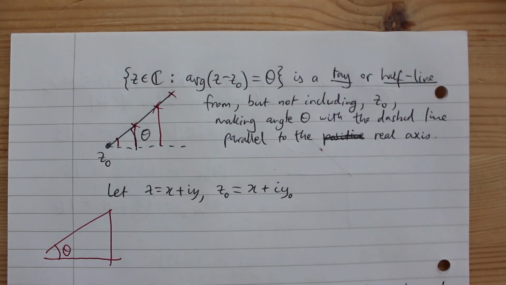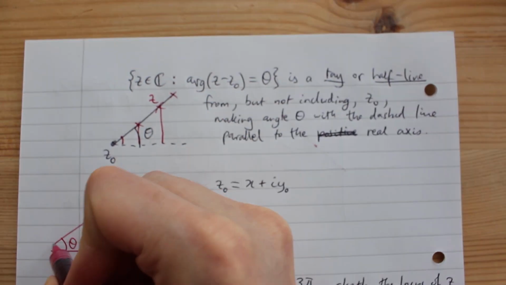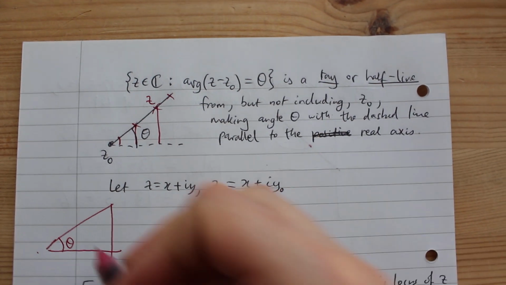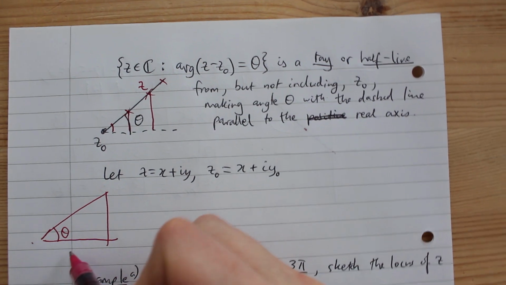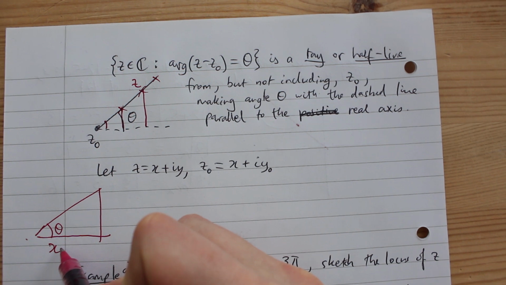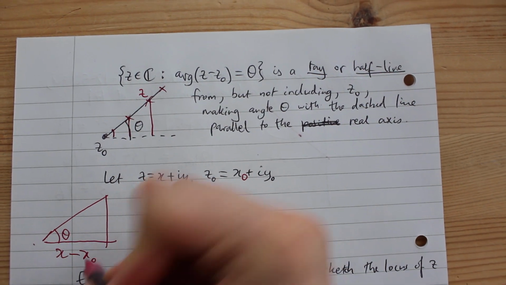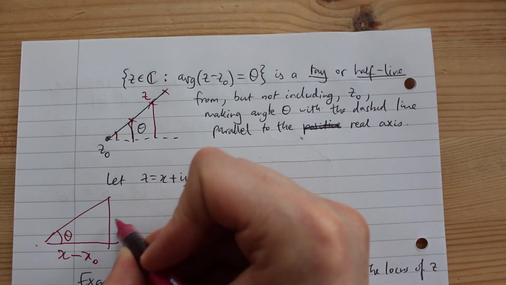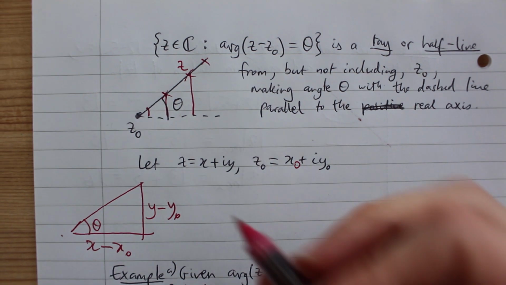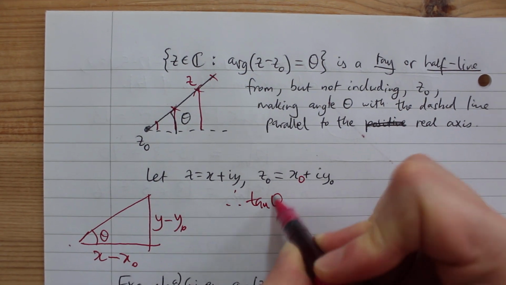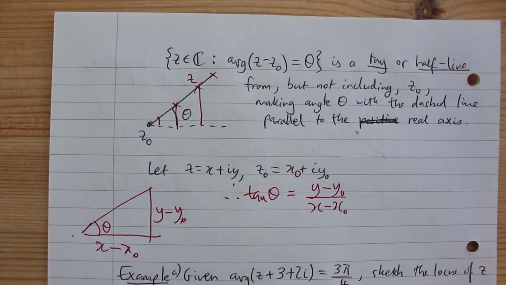Given this triangle, if we take one of these points and call it z, and this is z0, then this distance is the difference between the x coordinates, which is x minus x0, where z0 is x0 plus iy0, and the difference in heights is y minus y0. And then tan theta is y minus y0 over x minus x0.